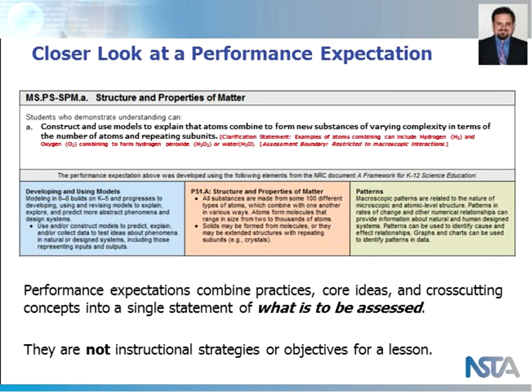So here's just one performance expectation, one from that was done on the previous page. Construct and use models to explain that atoms combine to form new substances of varying complexity in terms of the number of atoms and repeating subunits. So if we go through here, we've got a section that deals with the practice, construct and use models, which is further explained down here. A second element of how atoms combine to form new substances. This is scientific knowledge in chemistry that comes from here and is further described.